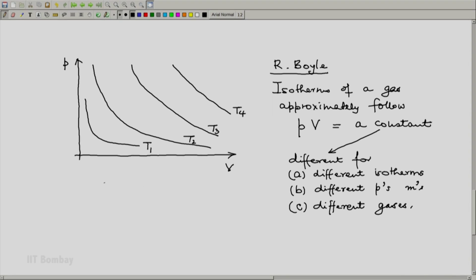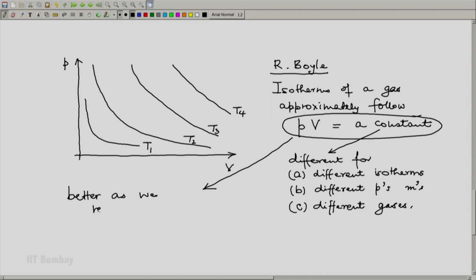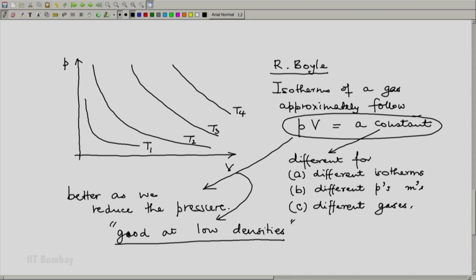And he discovered that this approximation becomes better as we reduce the pressure. That means this approximation is good at low densities of any gas. That at low densities the isotherms of a gas are representable by a relationship PV equals constant is known as Boyle's law.